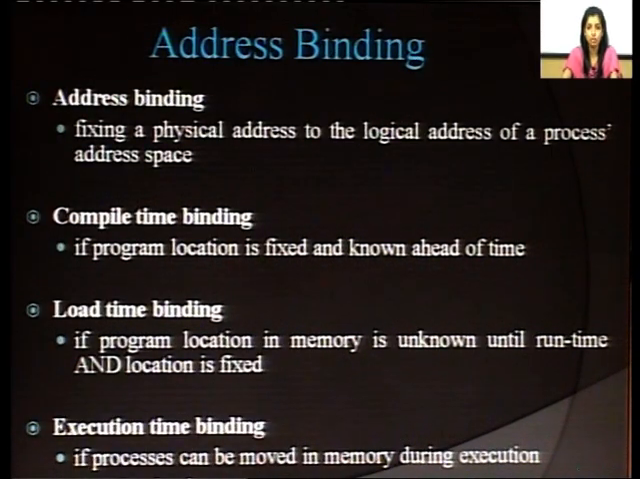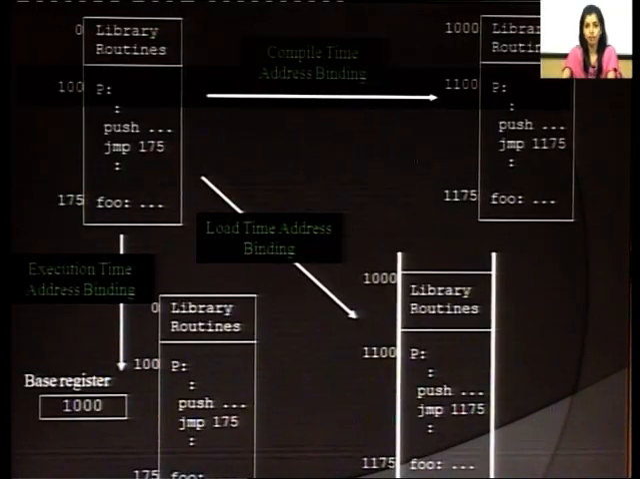If the program location in memory is unknown until runtime and then the location is fixed, that is load time binding. Execution time binding is when the process can be moved in memory during execution. That means the binding is delayed until execution time. That means the linking happens at runtime, while the program is executing. So there are 3 types of binding: first compile, load and execution. Here is an example.